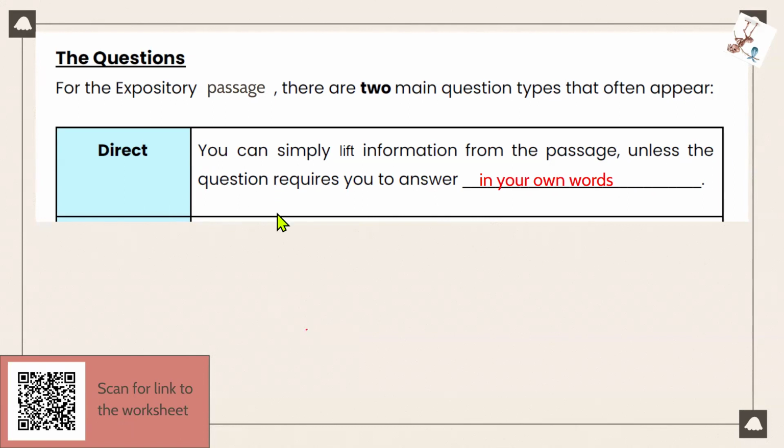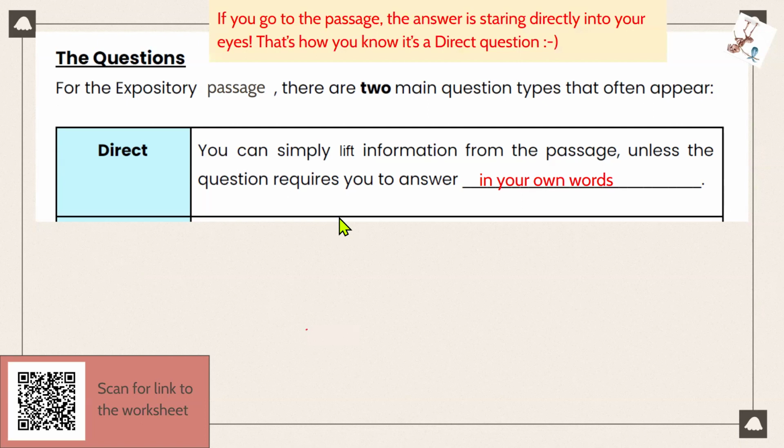Now, how do I know if a question is a direct question? Basically, if I go to the tested paragraph and they ask me to refer to paragraph 1, the answer will be staring directly into my eyes. In other words, it is just there for the taking. That's how you know it's a direct question, and that's why it's called a direct question, because the answer can be found directly. That's really the main way we can confirm if a question is indeed a direct question or not.